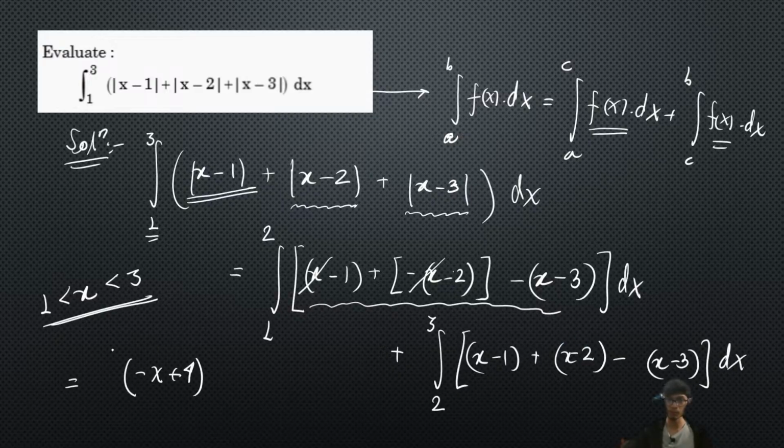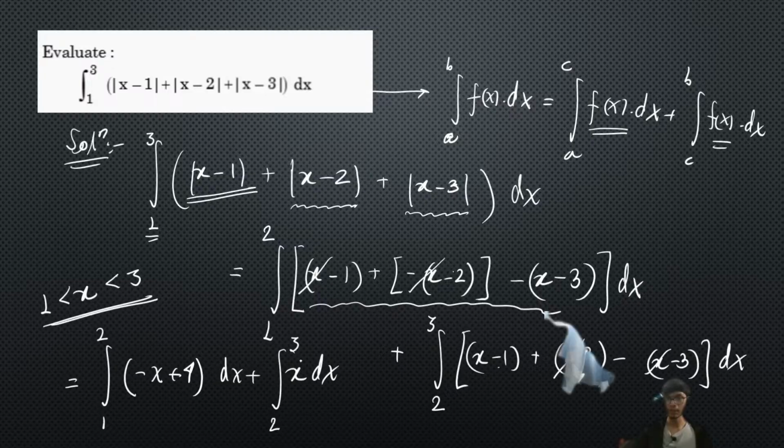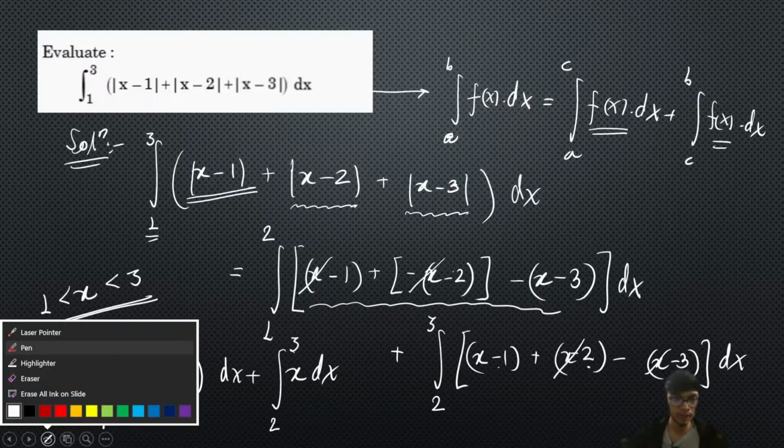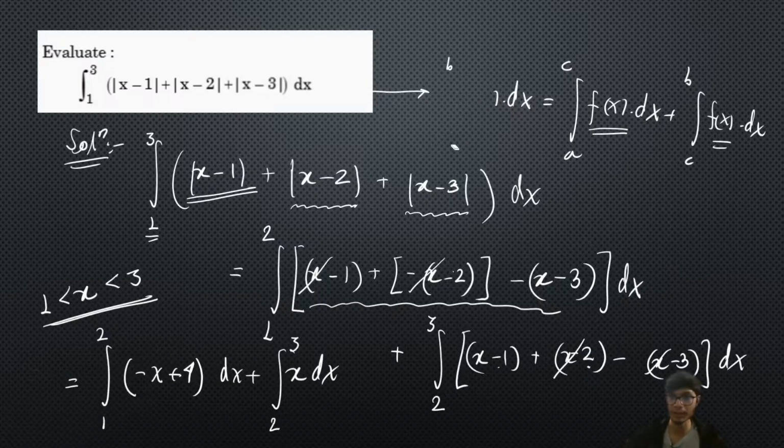So minus x plus 4 within the limit 1 to 2 dx plus, and this particular evaluation will be like, see, this minus x and minus x got cancelled, and I will have x minus 2 minus 3 and plus 3. So that is going to be 0, right? So that is x within the limit 2 to 3 dx, right? So now we just simply evaluate this. So I am evaluating this over here.